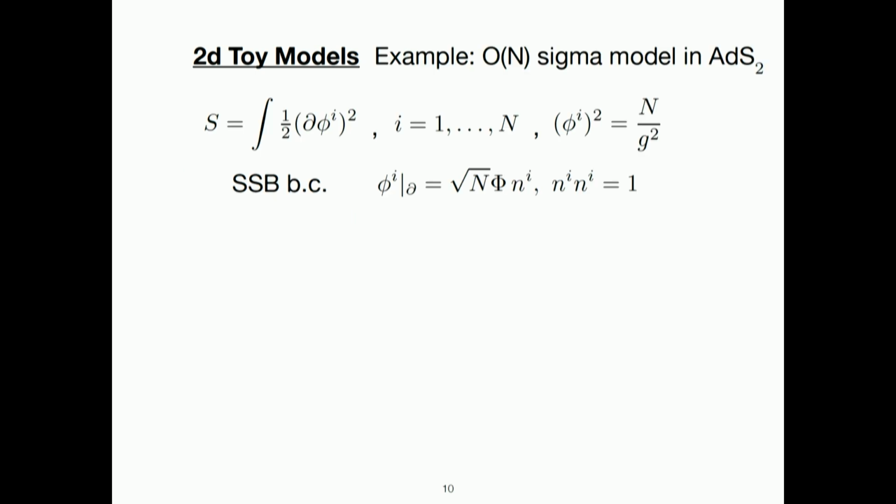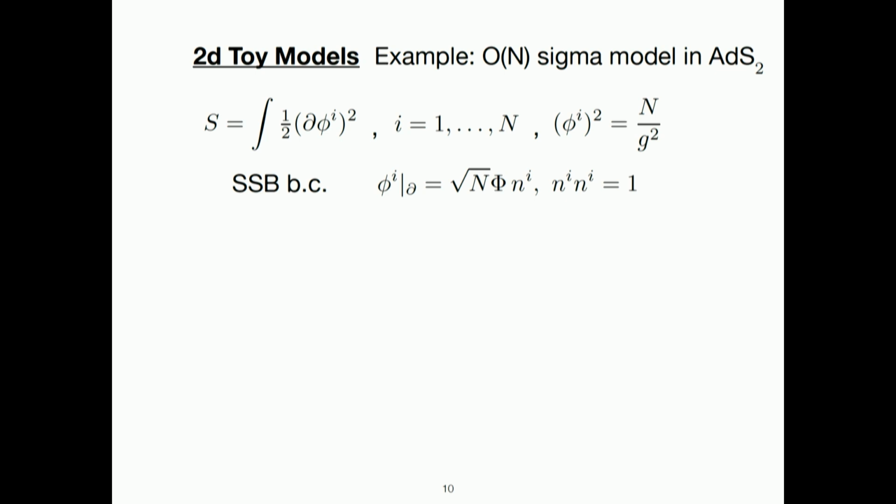We considered various examples, but the simplest one is just the O(N) sigma model in AdS2. This is just the theory of N scalars constrained to live on the sphere. The spontaneous symmetry breaking boundary condition amounts to taking the vector field and setting its radius to be some constant non-zero value, capital Phi, at the boundary of AdS. So this is the spontaneous symmetry breaking boundary condition.